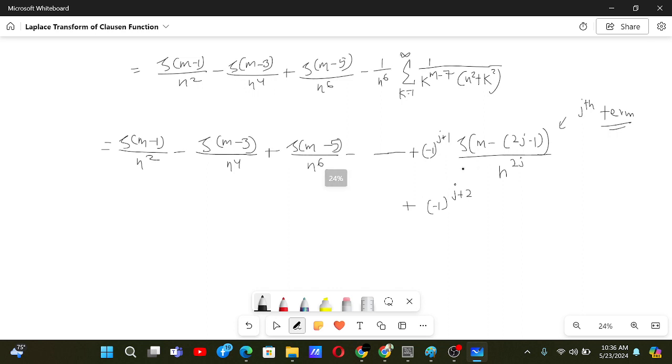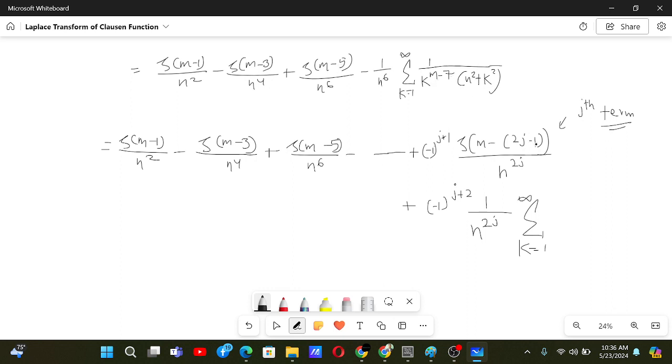What do we have next? The terms over here in the denominator were the same, so over here also we will have n to the power 2j. Yes, the sum goes from k equals 1 to infinity. Now over here, if it was m minus 5, over here it's minus 7.